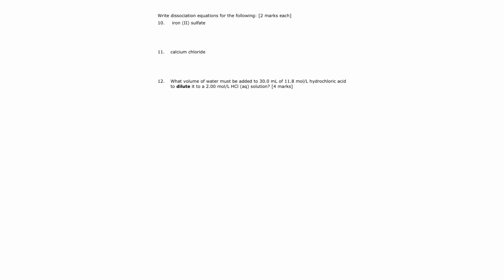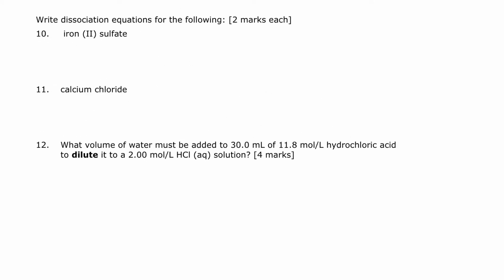Okay, here we go. It's dissociation equations for the following. Iron 2 sulfate. Iron is a 2 plus, sulfate's a 2 minus, so they're even. Okay, good. So iron 2 sulfate just looks like that, and it would be a solid. When you dump it in water, it'll dissociate into the iron 2 plus ions and sulfate ions.